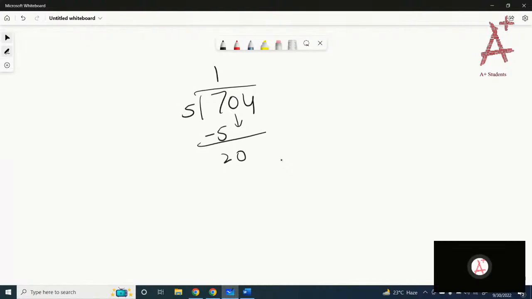Now you have to count a table of 5 until you get 20. So 5 times 4 is 20. And 20 subtract 20 is 0. Now bring the next digit, that is 4. We cannot divide a smaller number by the greater one. So just add a decimal point over here and a 0 over here.